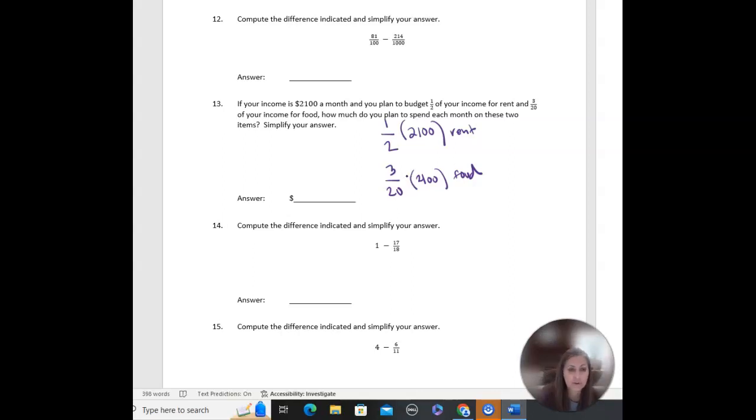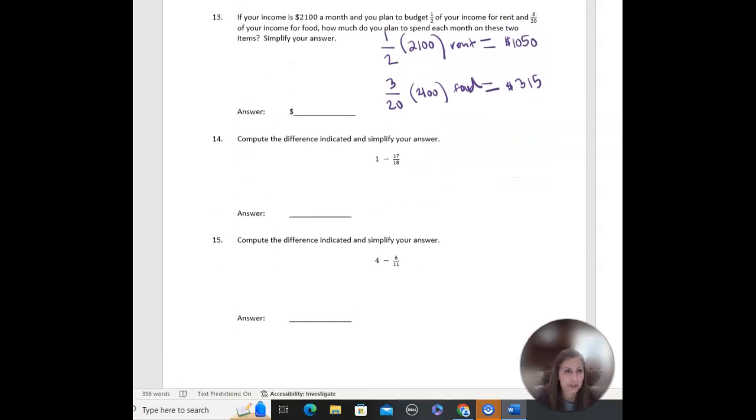Okay, so the first thing we'll do is calculate the part that goes to rent and food. This is going to be $1,050 on rent, and this is going to be $315 on food. Now let's read the problem at the end. It says, how much do you plan to spend on each of these two items? Okay, rent is $1,050, food is $315.